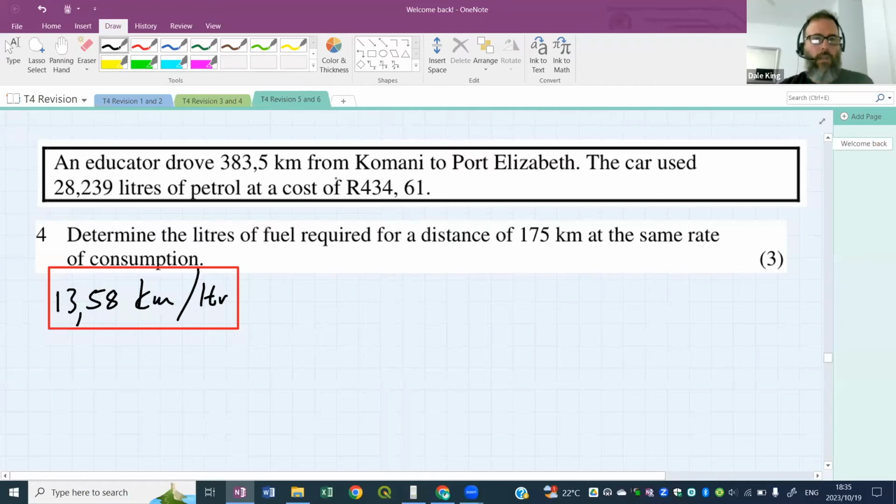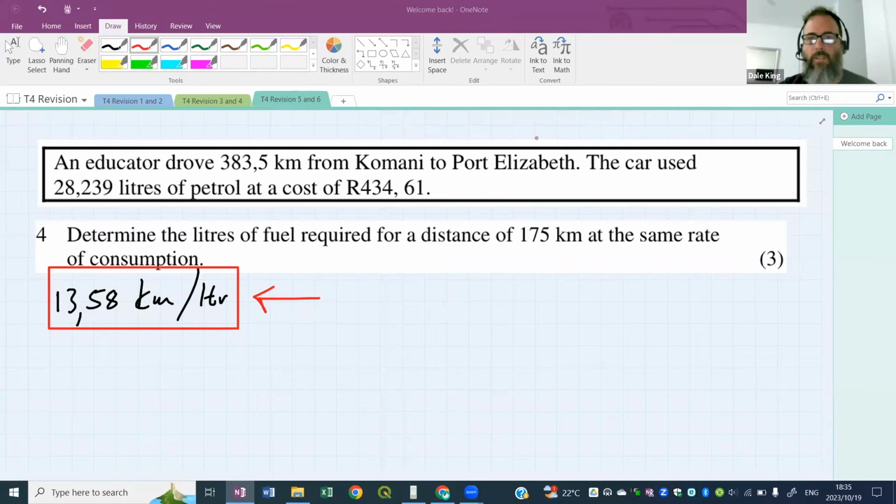Okay, so let's have a look at it. We could redo this from the contextual information that we have in the box at the top. But if this is our answer here from question 3, then let's use this to help us. We know that you can go 13.58 kilometers on 1 liter, and they want to know how many liters you will need if you've got 175 kilometers.